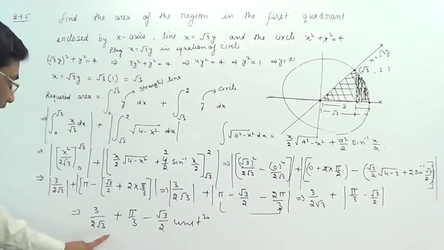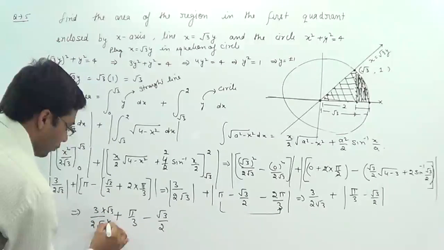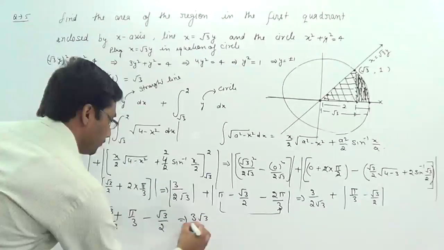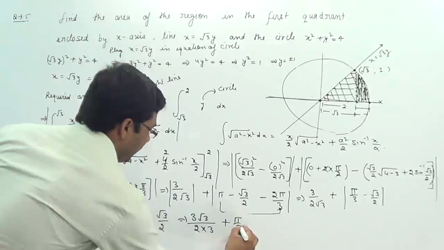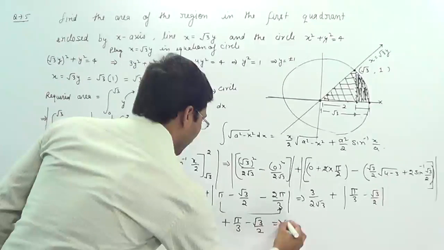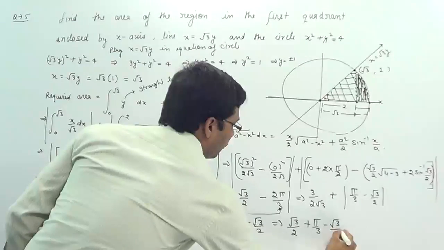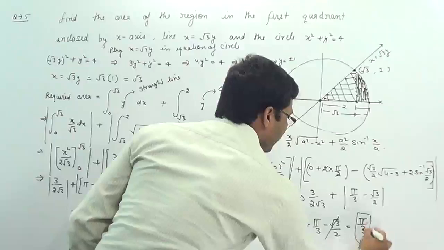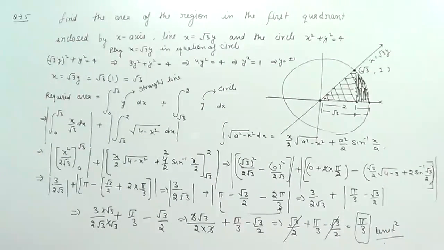Yeah, one thing more, we can rationalize this value. Root 3 is here, so multiply root 3 in numerator and denominator, and we will get 3 root 3 upon 3 into 2 into 3, plus pi by 3 minus root 3 upon 2. 3 will cancel out, so ultimately we get root 3 upon 2 plus pi by 3 minus root 3 upon 2. So this value will cancel out, and at last we will have pi by 3 unit square. So this should be our final answer.